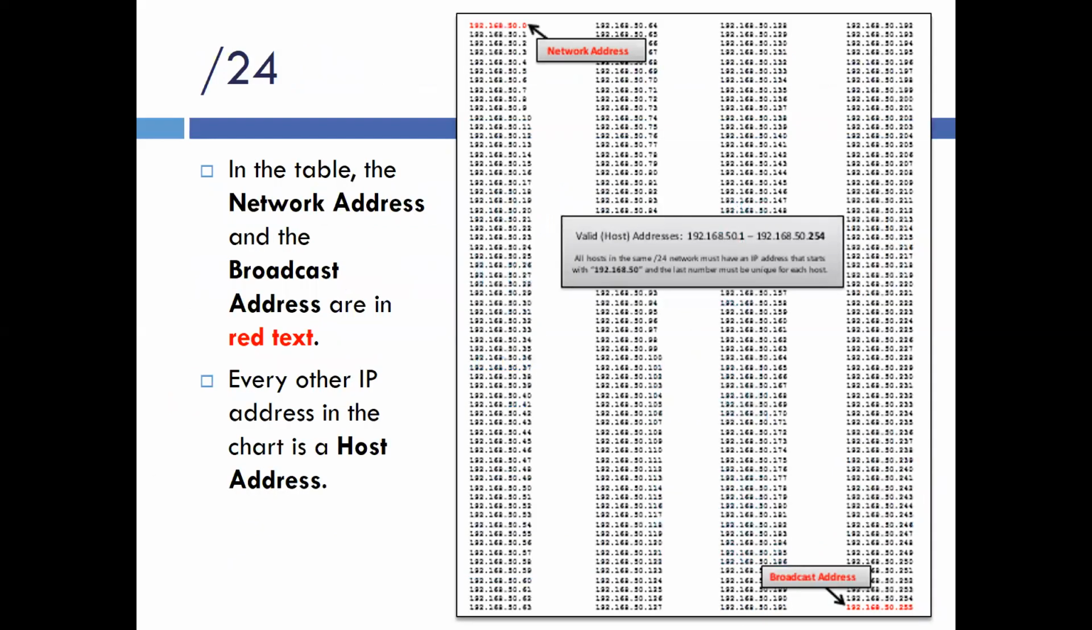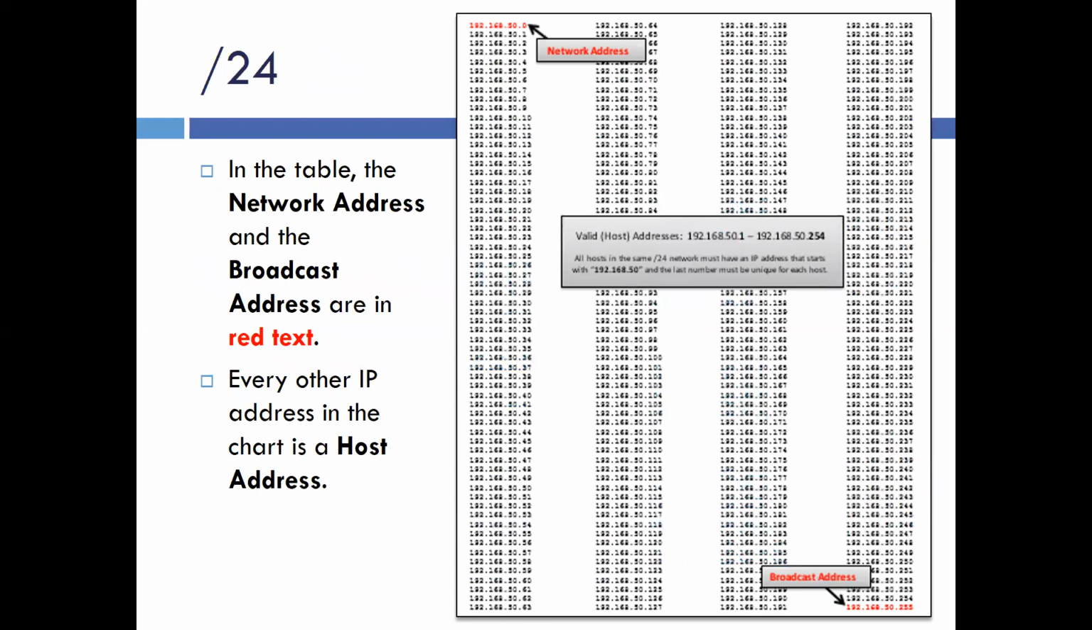In this table, every IP address in the 192.168.50.0/24 network is listed. The network address and the broadcast address are in red text. Every other IP address in the chart is a host address. As we mentioned before, host addresses may also be called valid or usable addresses because these are the numbers we can assign to devices on the network.